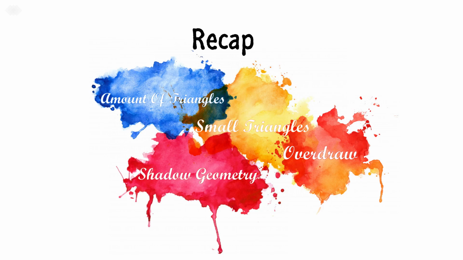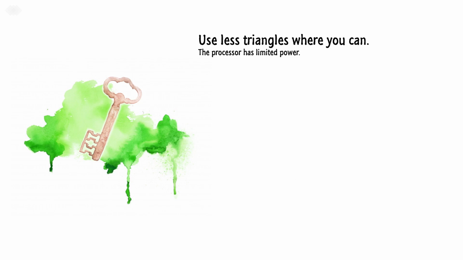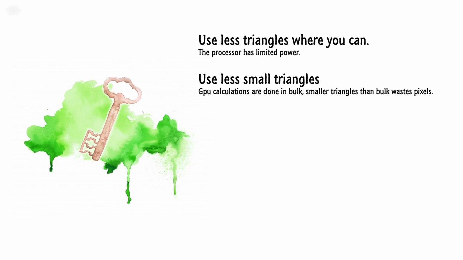Recap. These are the key takeaways from this session. Use fewer triangles, as the processor has a limit of how many triangles can be processed each frame. Use fewer small triangles, as the GPU does its calculation in bulks of several pixels. If a triangle is smaller than the bulk, we're wasting pixels and thus performance.